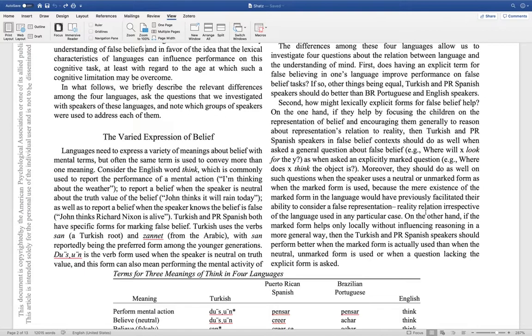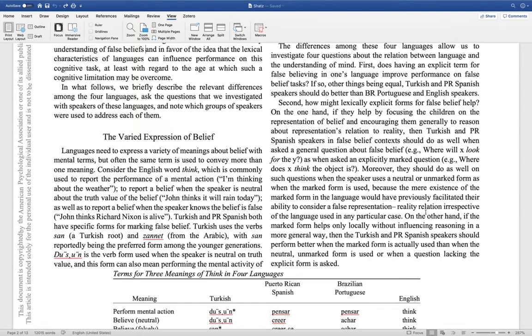Because these languages would have facilitated a development of an understanding of others' mental states, as I was saying earlier. On the other hand, if the marked form helps only locally without influencing reasoning in a more general way, then the Turkish and Puerto Rican Spanish speakers should perform better when the marked form is actually used than when the neutral unmarked form is used or when a question lacking the explicit form is asked. Now, hidden in this jargon is an amazing hypothesis. And it actually goes nature-nurture.